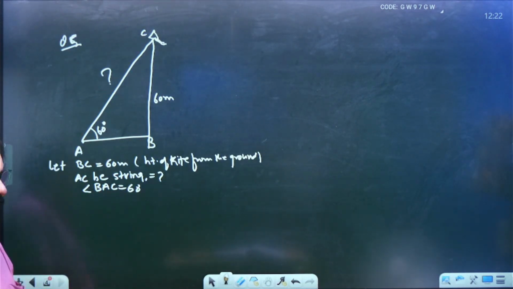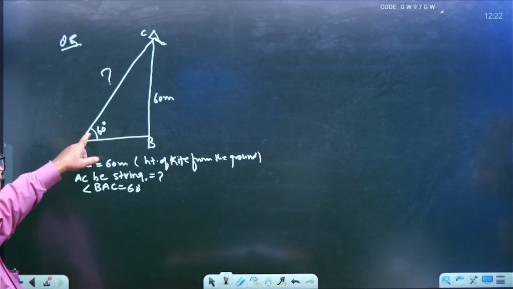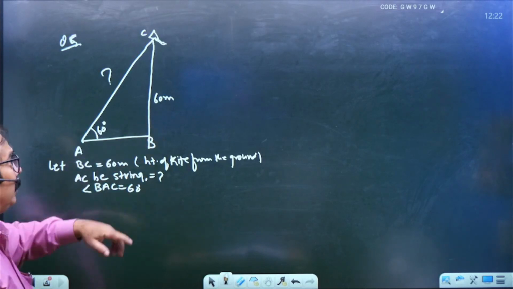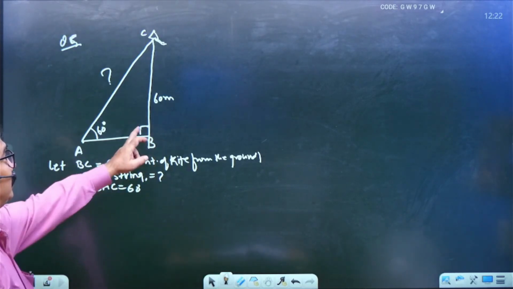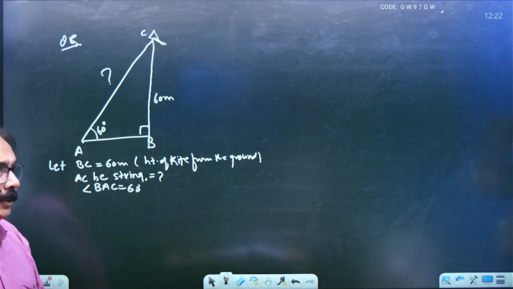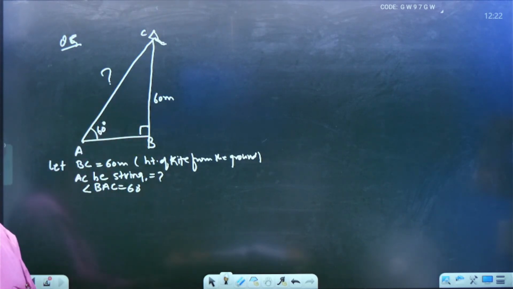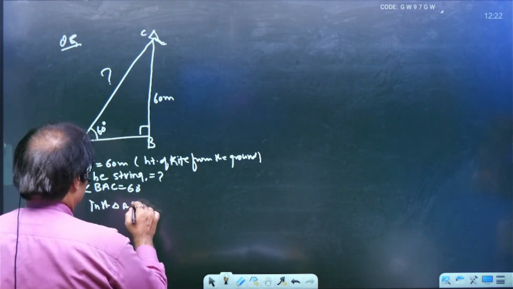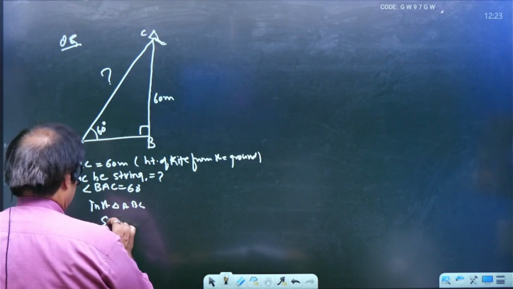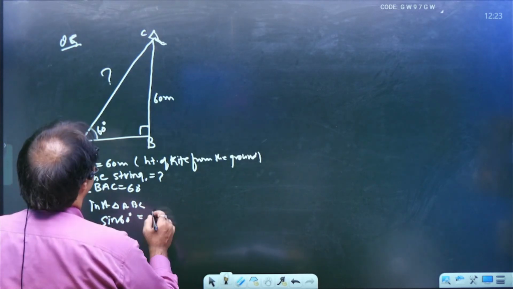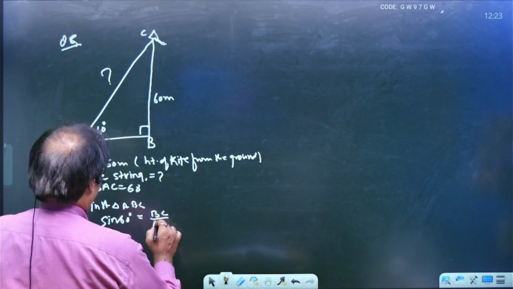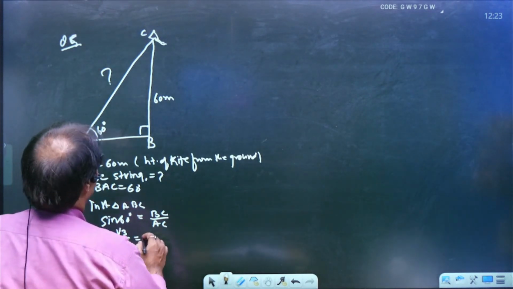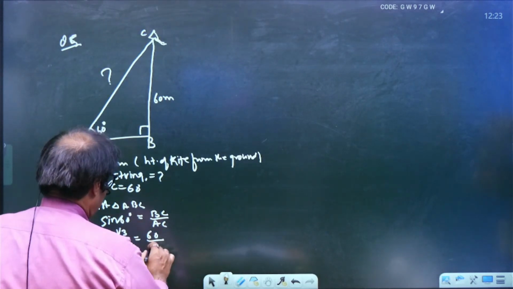Now which T ratio we will apply? See, here the given angle is of 60 degree, and the side opposite to this angle is perpendicular, and this is the right vertex, and side opposite to right vertex is hypotenuse. So perpendicular and hypotenuse, we can apply sine. So in right triangle ABC, sine 60 degree is equals to perpendicular BC upon hypotenuse AC. Sine 60 means root 3 by 2. BC is given 60 and AC we have to find.